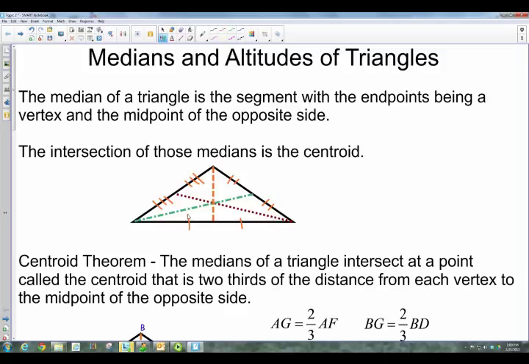Now what ends up happening is we have all of those that intersect at a single point. You can see there is my single point. That single point is what is called the centroid. Okay, so that's a centroid.